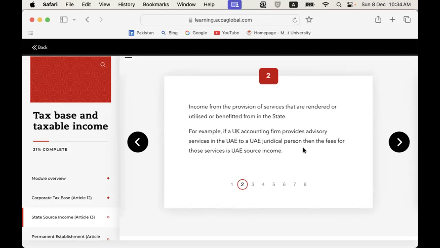Why? Because the person receiving the service is a UAE resident. The UAE resident. Yes. Okay. Even though you are right, the purpose is different. Yes.